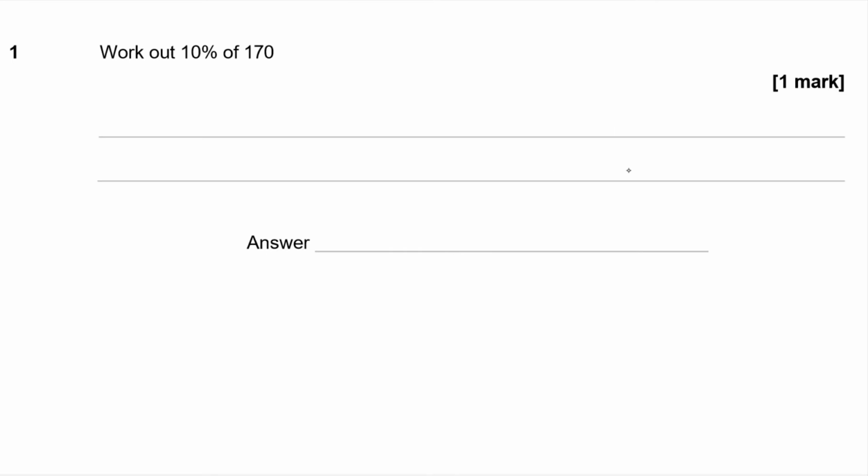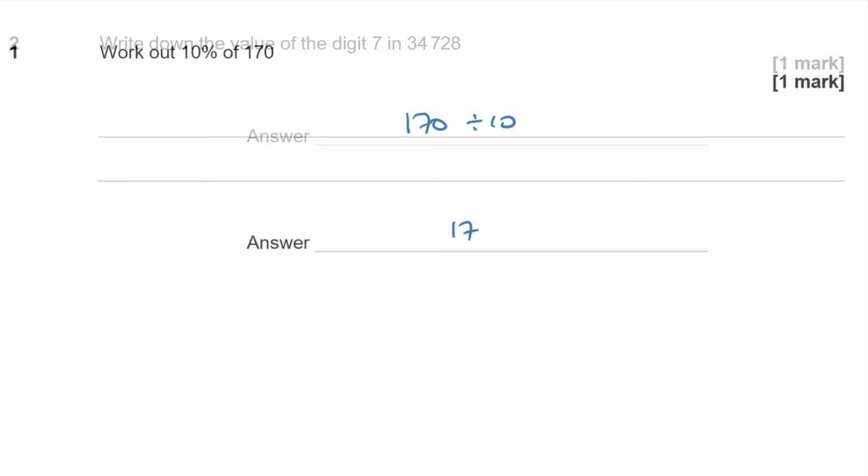Question 1. Work out 10% of 170. Well, 10% is 10 100ths, or a tenth of the number, so to find it we just need to divide through by 10, don't we? So what is 170 divided by 10? It's 17, isn't it?